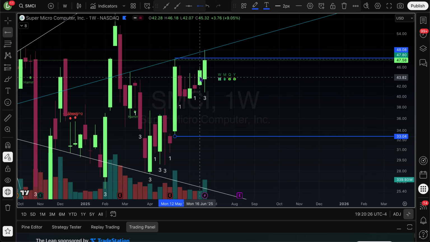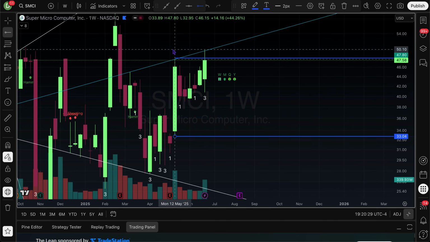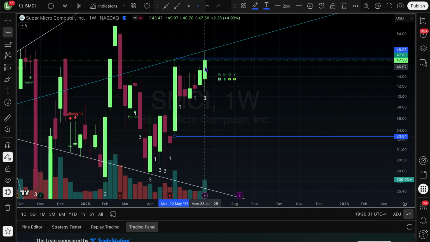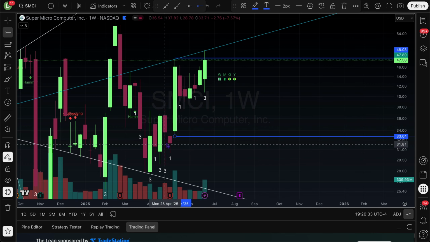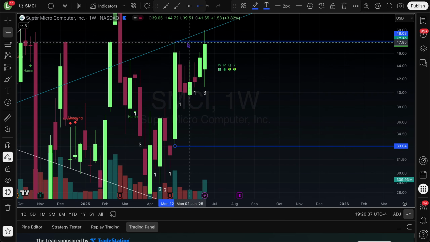Right. This huge bar is a mother bar, right? Because all of this price action happened inside of the previous range. So we just broke out of that, and this week, this is the first time we made a higher high. Okay.